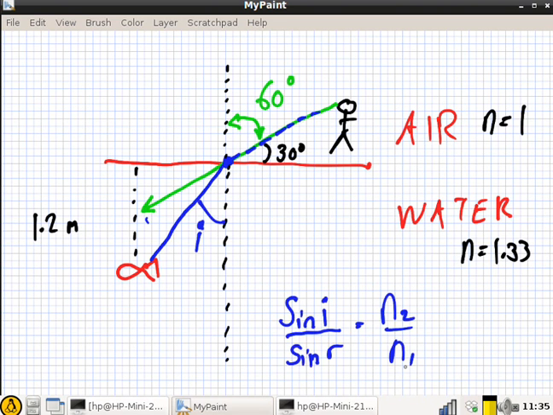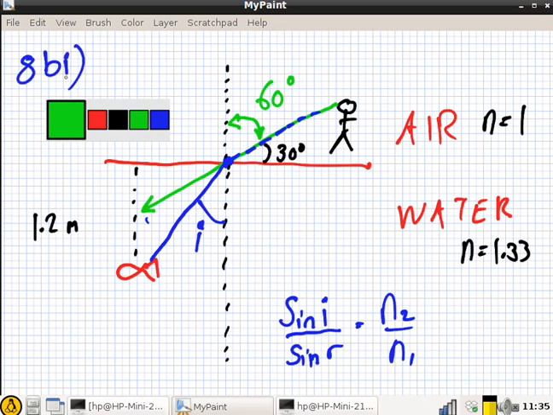Alright, I'll give you a moment. Get me the i, please. We'll just let everyone get it, okay? So you have one answer. So this is actually question 8B, part 1. Okay, what did you get? Yeah, so let me put the numbers in.